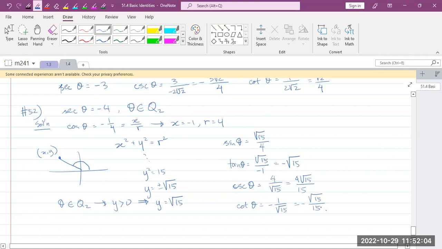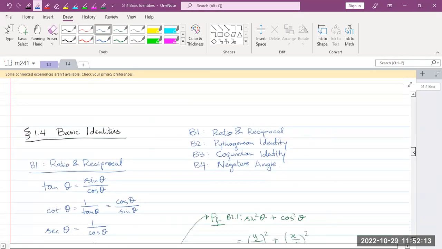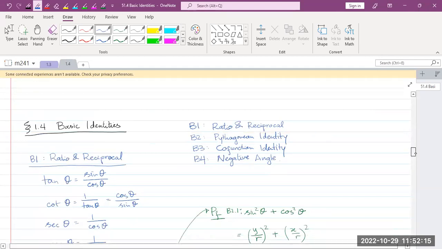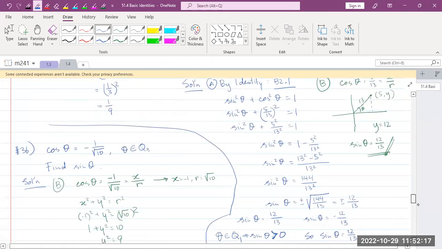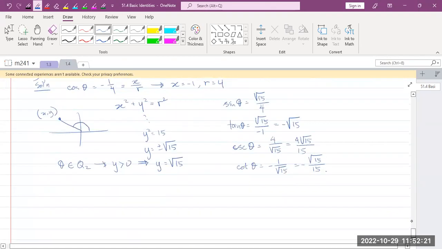Okay, now this is for our section 1.4, the basic identities, with some examples here. Your suggested homework will be from this section 1.4, from number 1 to number 53.